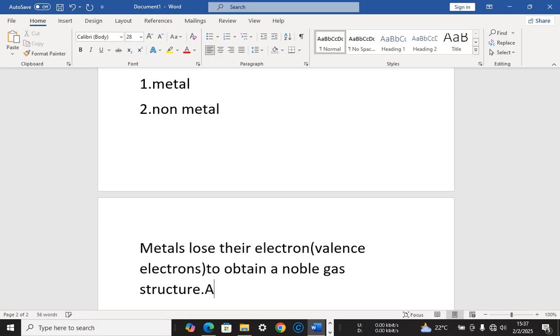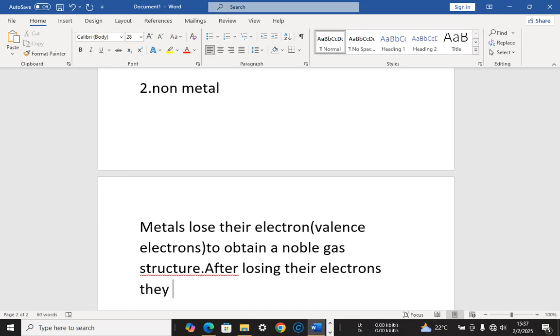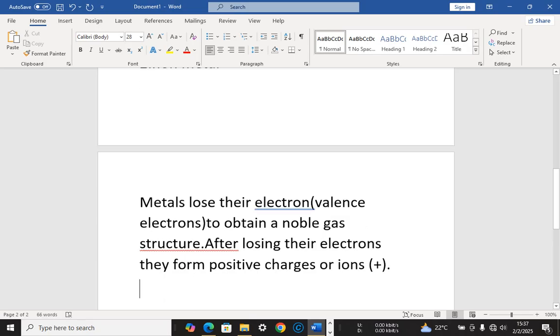So after losing their electrons, they form positive charges, or you can call them positive ions. The symbol for positive, as I told you, is the addition sign. Another thing you should know is that metals usually donate their electrons. To where? That's where we are going to see.